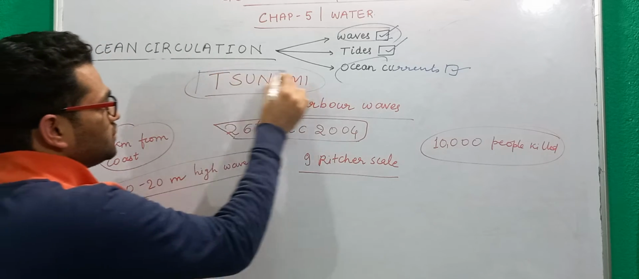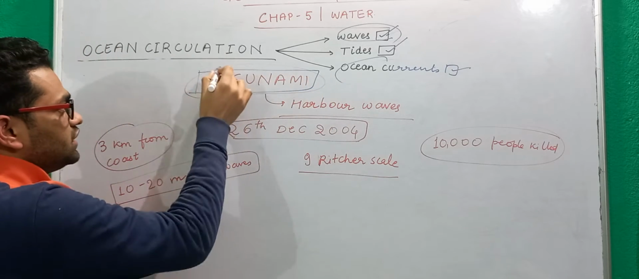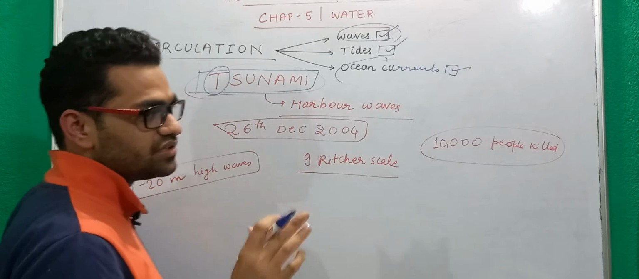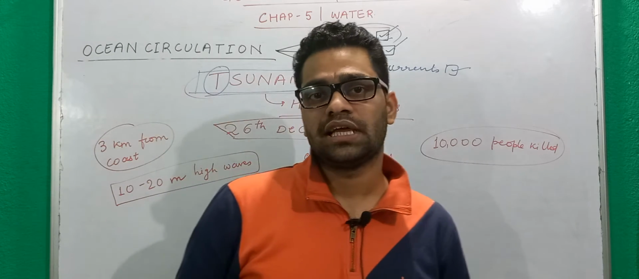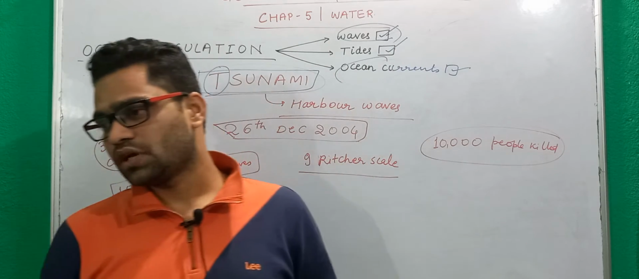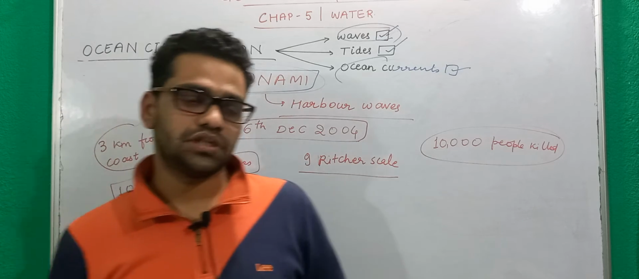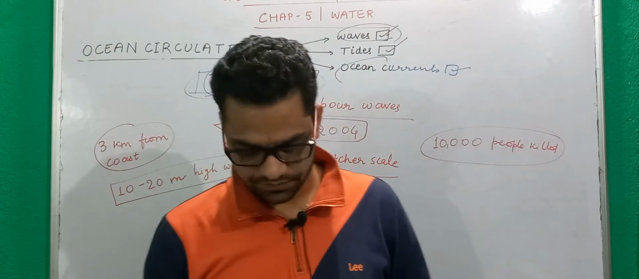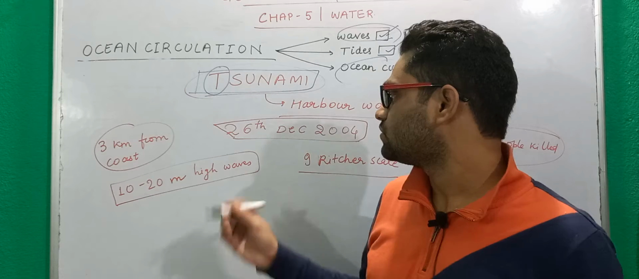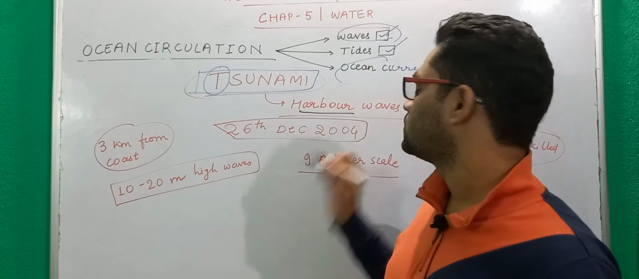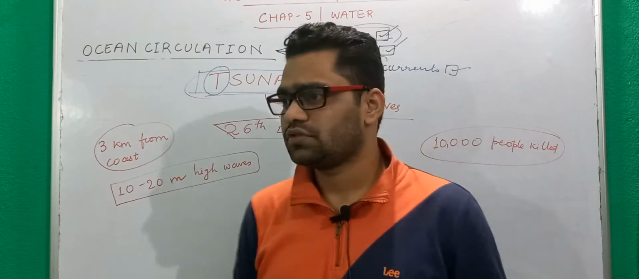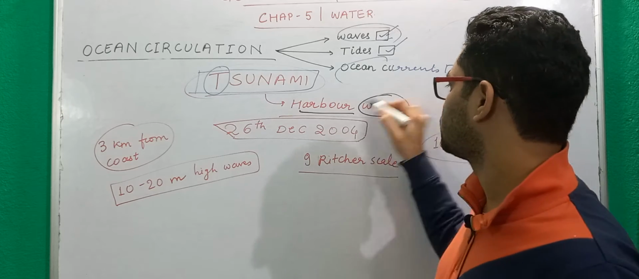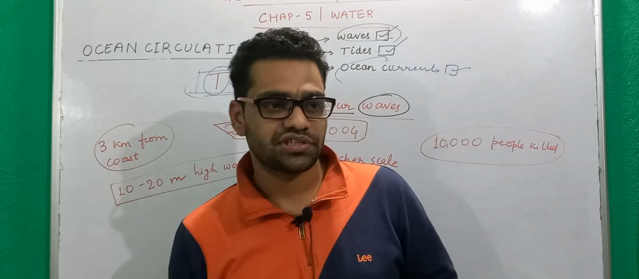My dear friends, don't get confused by this word. Here the T is silent, so we pronounce it as tsunami. Now tsunami is also called, in Japanese, harbor waves. So tsunami means harbor waves, right? So it is a type of wave. It is clear that it is a type of wave.